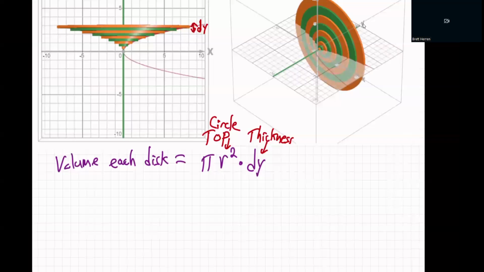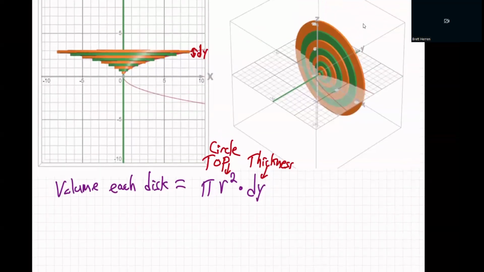Now, what's the radius of each disk? Well, the radius of each disk, let me just take this yellow one right here, this orange one or whatever. That's its radius, right? Radius of a disk is from the middle to the edge. What is that? That's the x value, right? I'll just write x value. X value to this curve right here. To that curve right there.